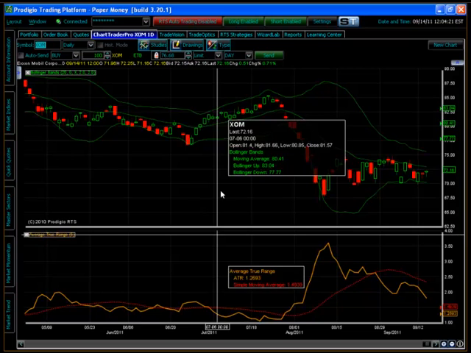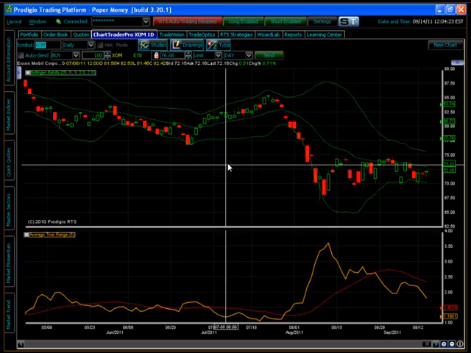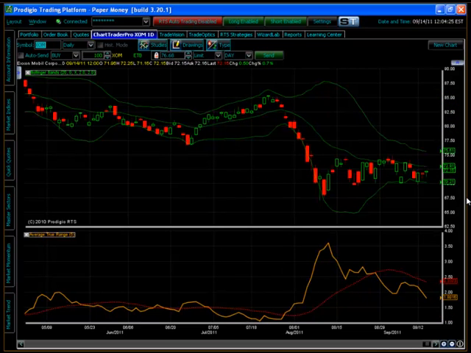Obviously, you make your money on the moves, and especially if you're swing trading or position trading, if you hold these positions during these trends, if you can identify them early enough, this is probably how you capture the majority of your profits.